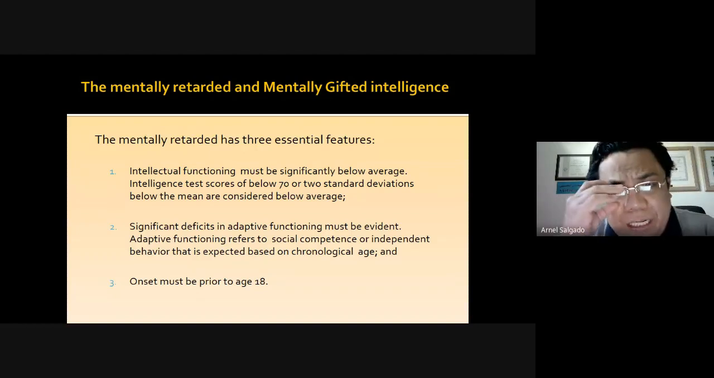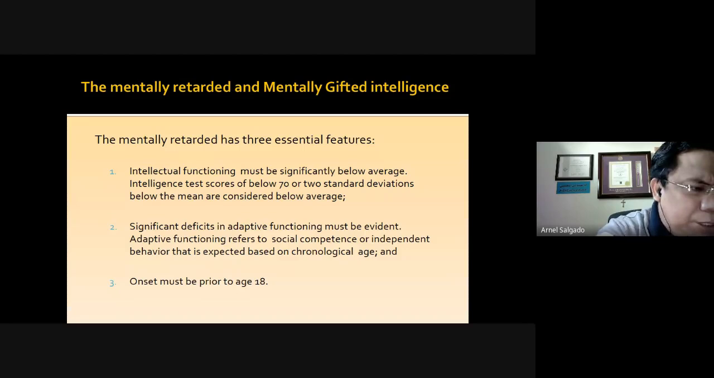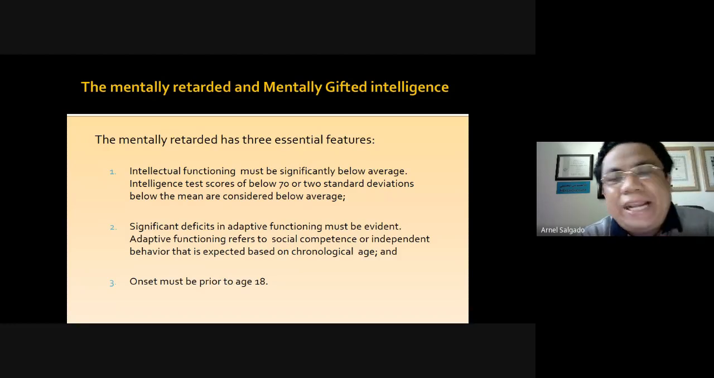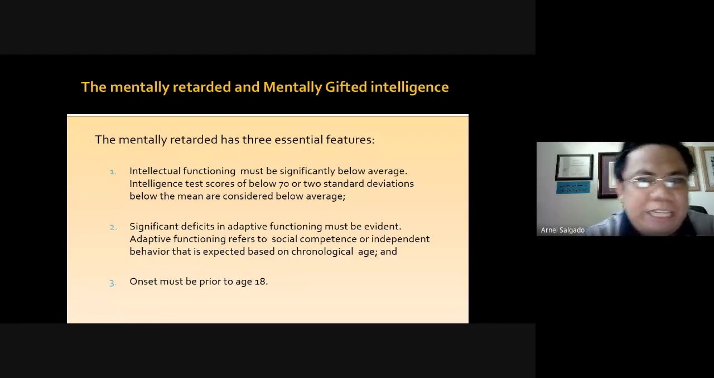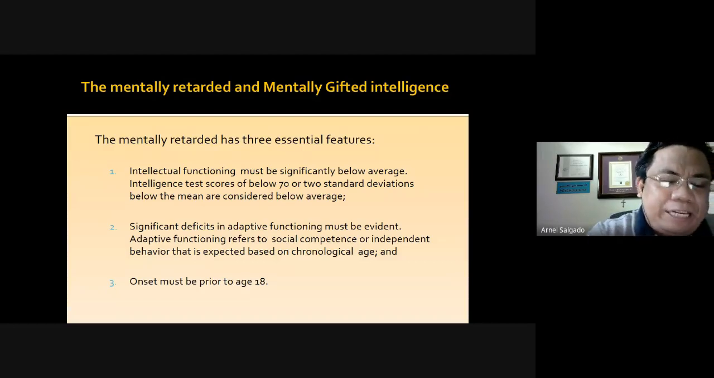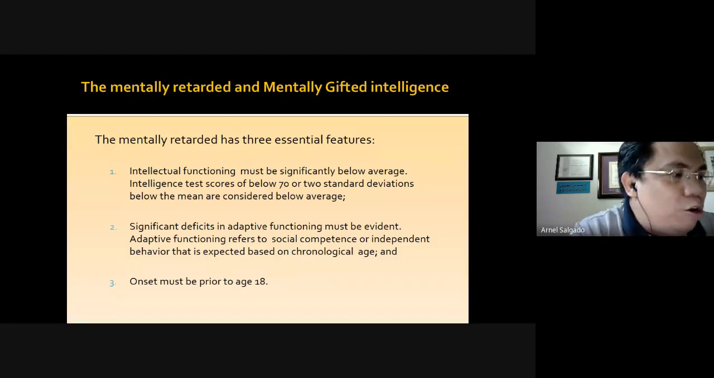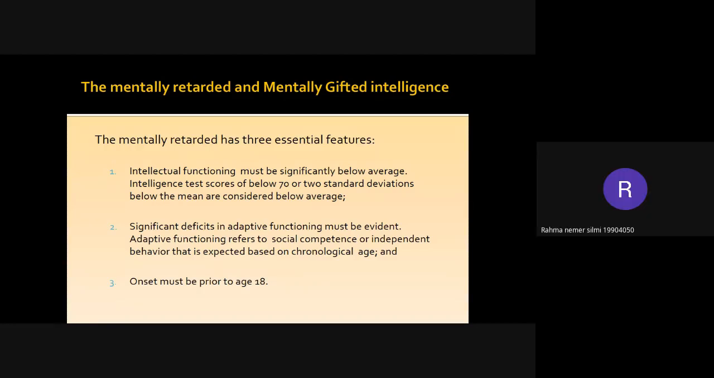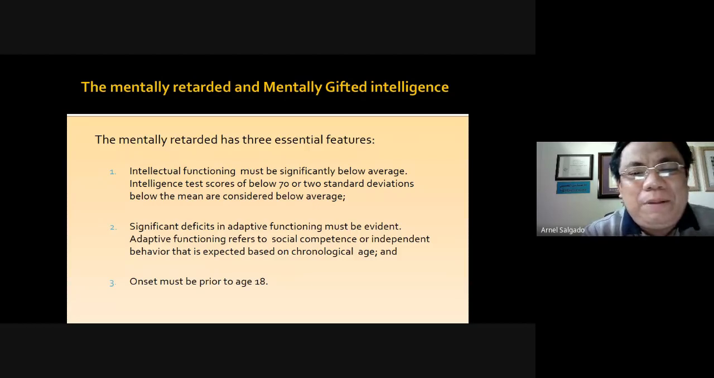Now, adaptive functioning refers to social competence. You will not be able to communicate with other people. You tend to be very shy, very quiet. That is way different from what is expected at your chronological age. Actually, the onset of mental retardation is prior to the age of 18. I'm sure you are all college boys and girls, so you are not mentally retarded, so you are safe. The onset must be prior to age 18.